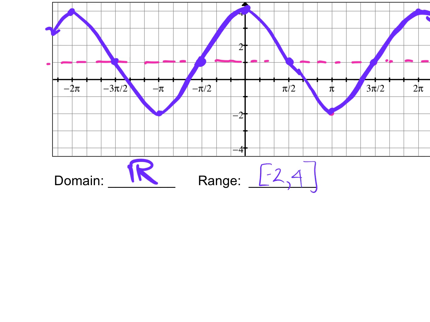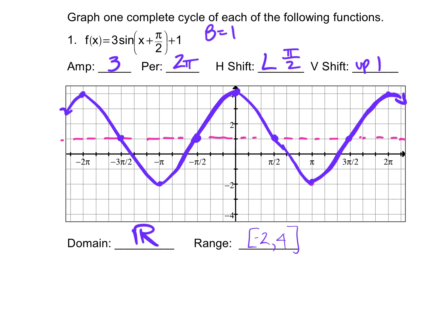So there's not necessarily a rhyme or a reason to your range once you throw in the left, right, up, down stuff. Okay? How's that feel? Pretty good? Question? If it was a negative out front, would you flip it over the x first? Yes. Yes, and we're going to see one like that. Good question. All right, let's do another one of those.